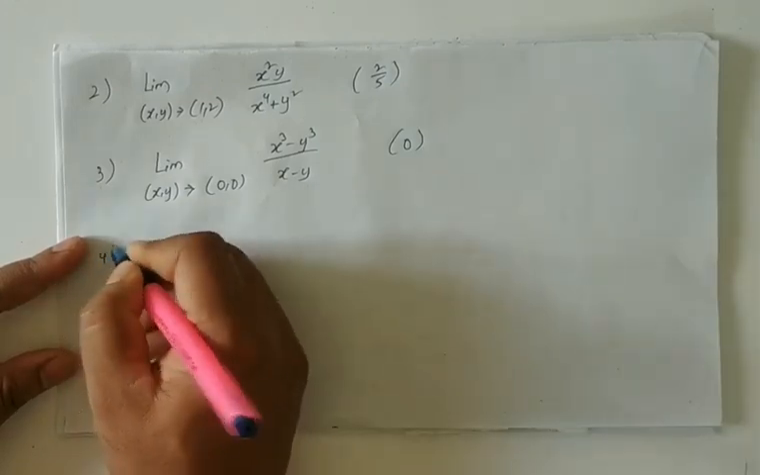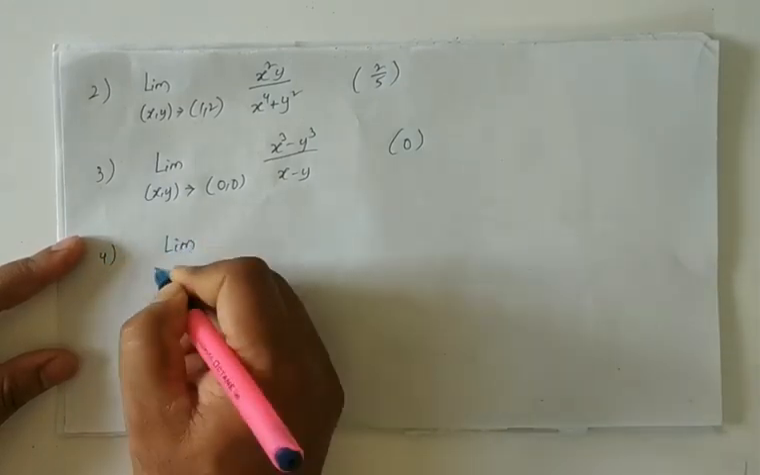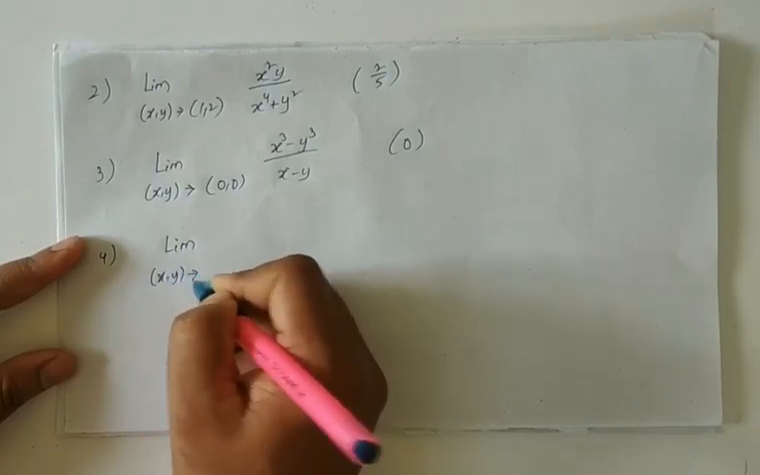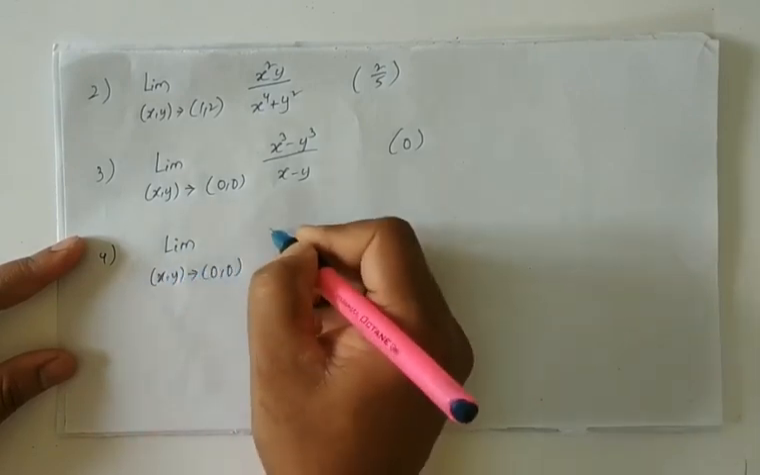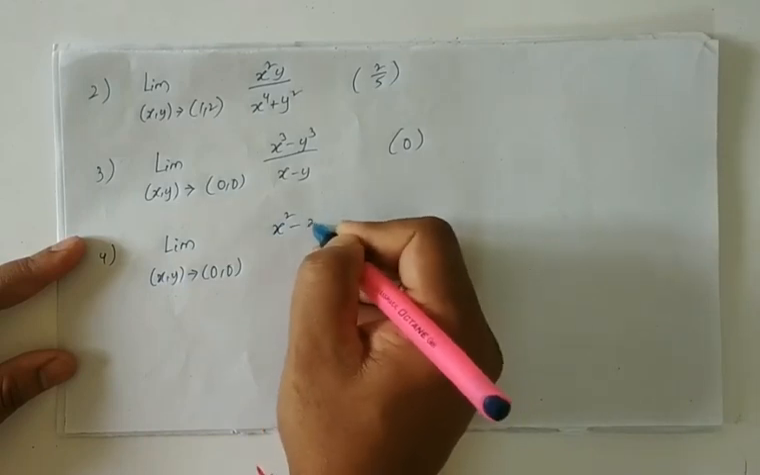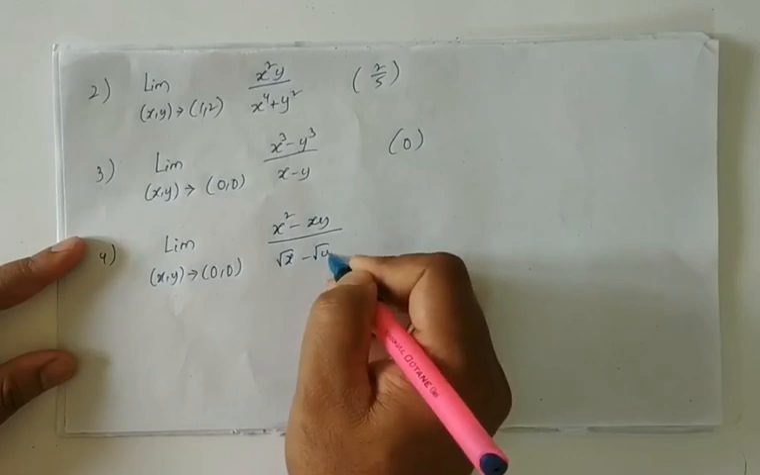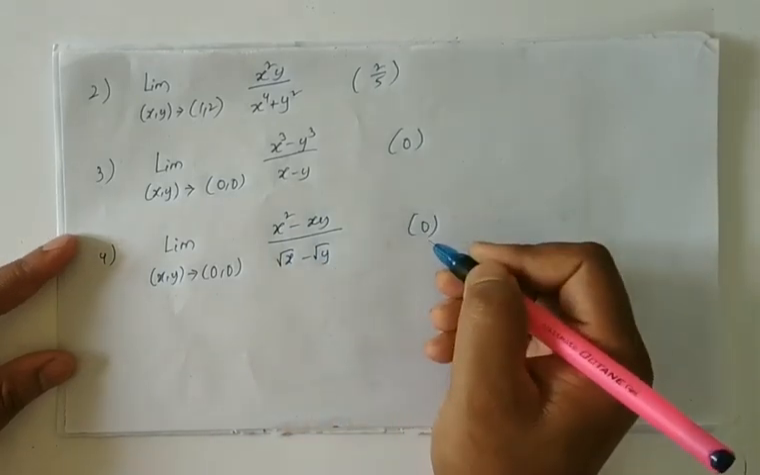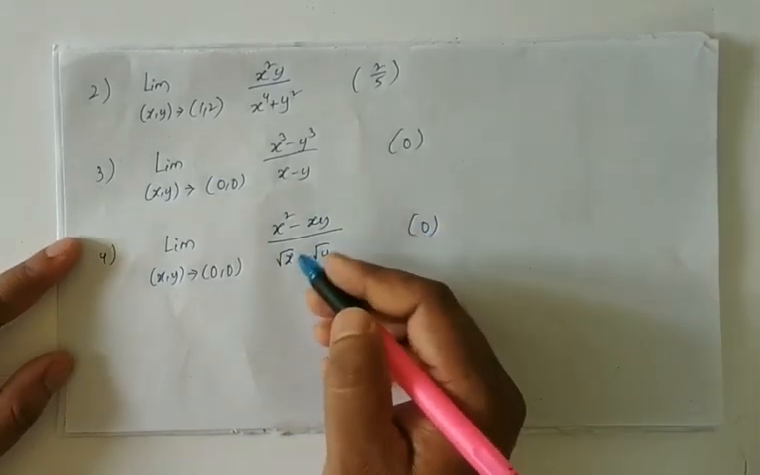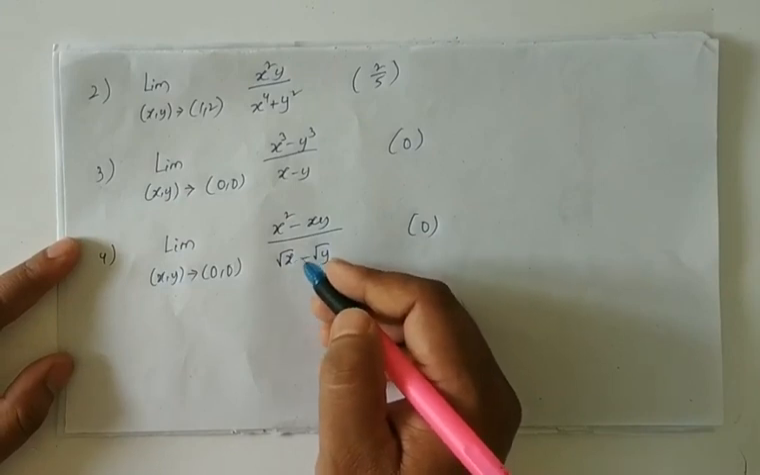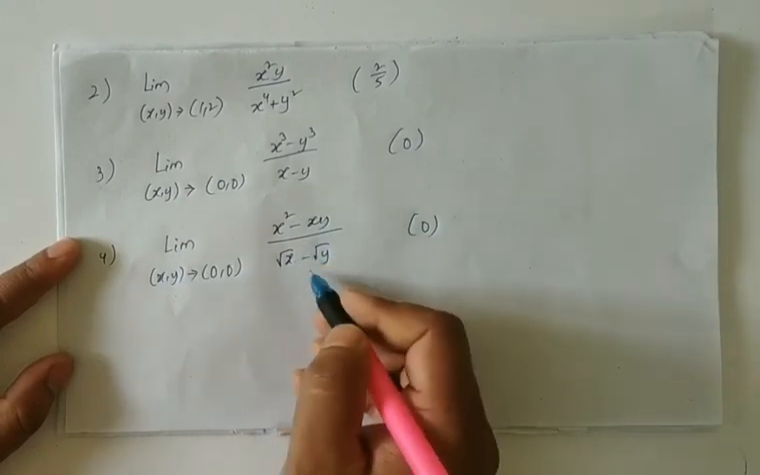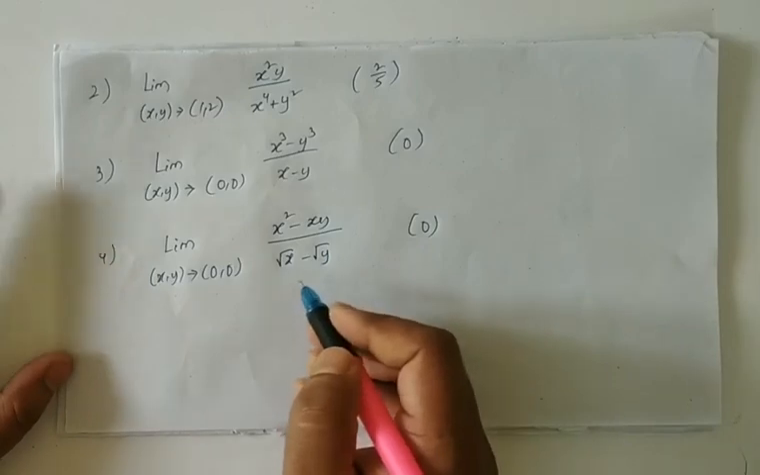That's all. Fourth one, limit as (x, y) approaches (0, 0) of x square minus xy by root x minus root y. The answer is 0. For evaluating the limit of this function, we just have to rationalize with the denominator. That is the hint.